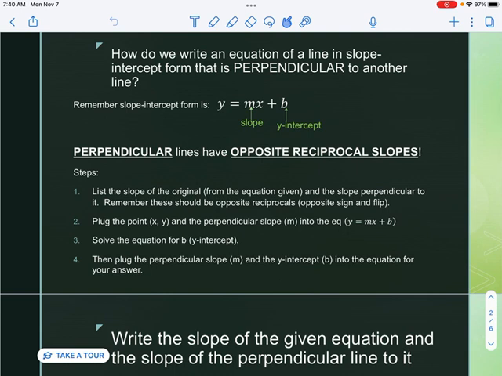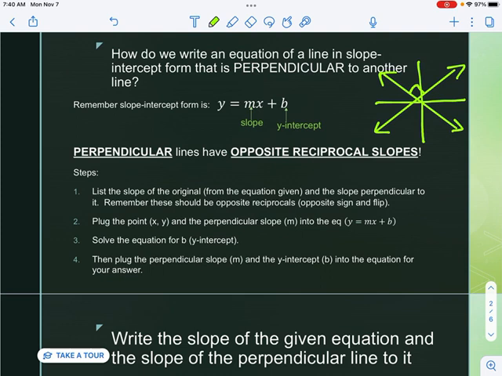Remember, slope-intercept form is y equals mx plus b, where m is the slope and b is the y-intercept. Perpendicular lines have opposite reciprocal slopes. Just so we know what we're talking about, if I draw a line on my graph, a perpendicular to that would come in at a right angle. So there is a rule to it. Perpendicular lines intersect at a right angle.